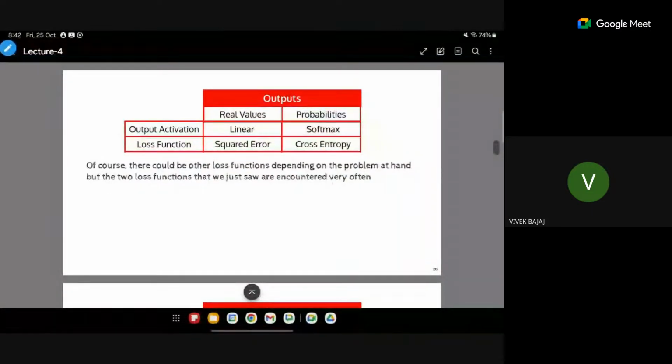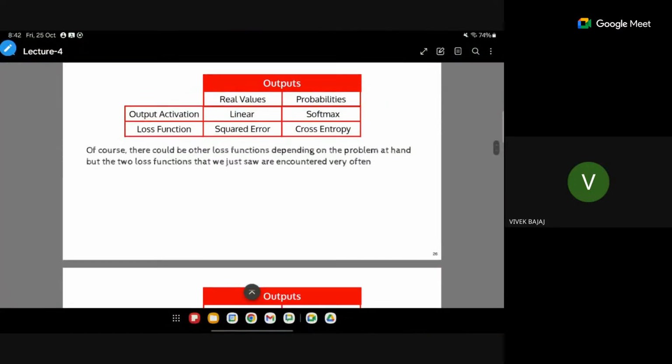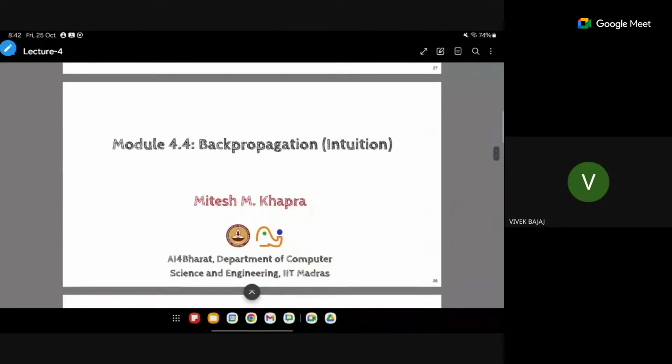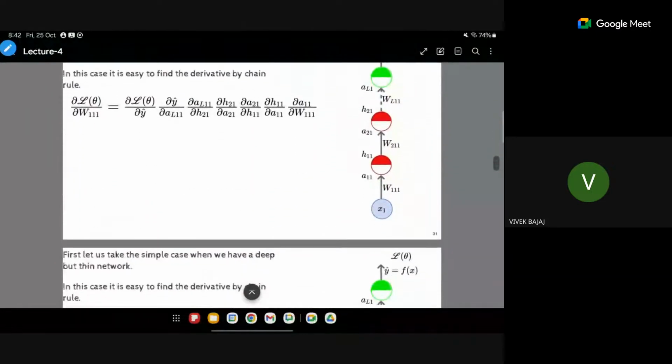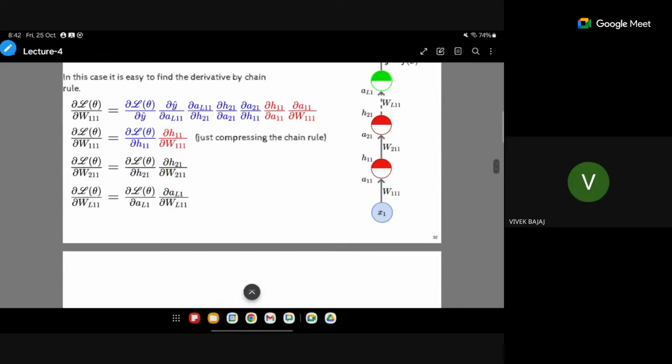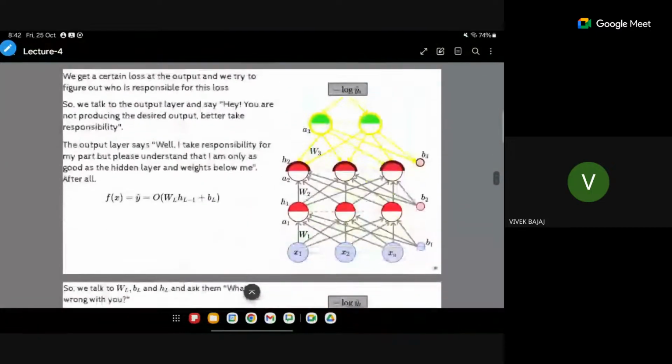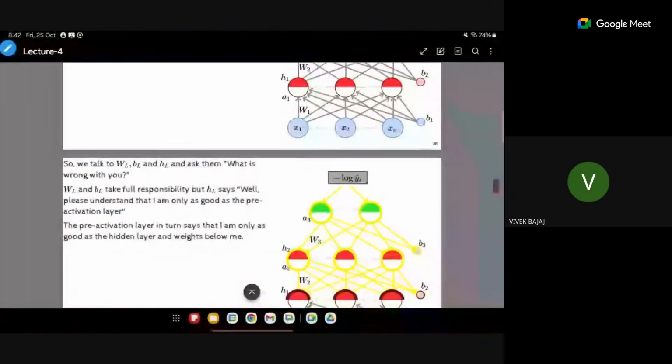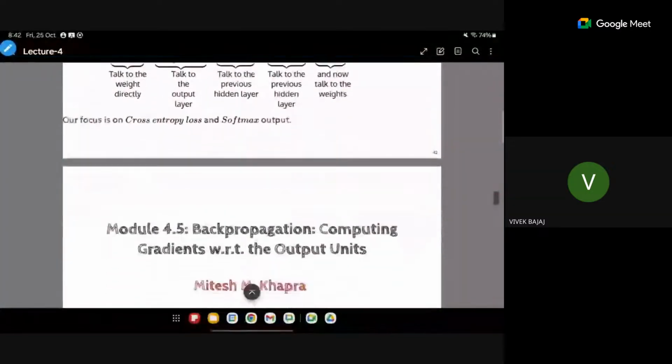So if it is going to be, let's say, a linear or regression type of problem, then I'll take squared error loss, right? And linear as my output activation function. So this is the chain we wanted to figure out, but we'll only use this, and we'll see how to do that. Don't worry. Before that, just go through this explanation.